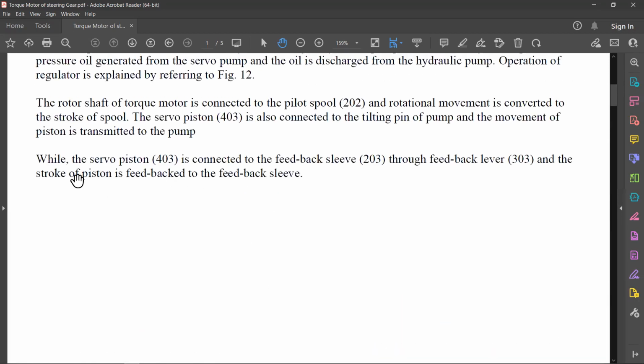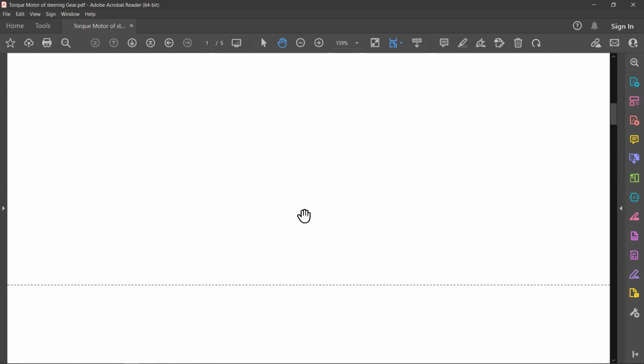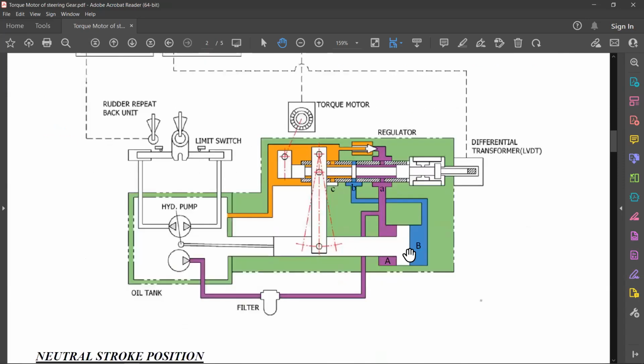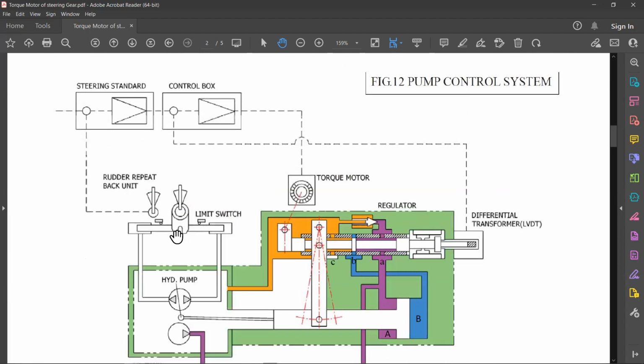Okay. Now, while the servo piston is connected to the feedback sleeve through the feedback lever, the stroke of the piston is fed back as well. So what he's saying is that whatever the stroke is, it is fed back from the LVDT back to here, as well as the movement of the rudder is also given back to the feedback unit in the bridge. Okay.